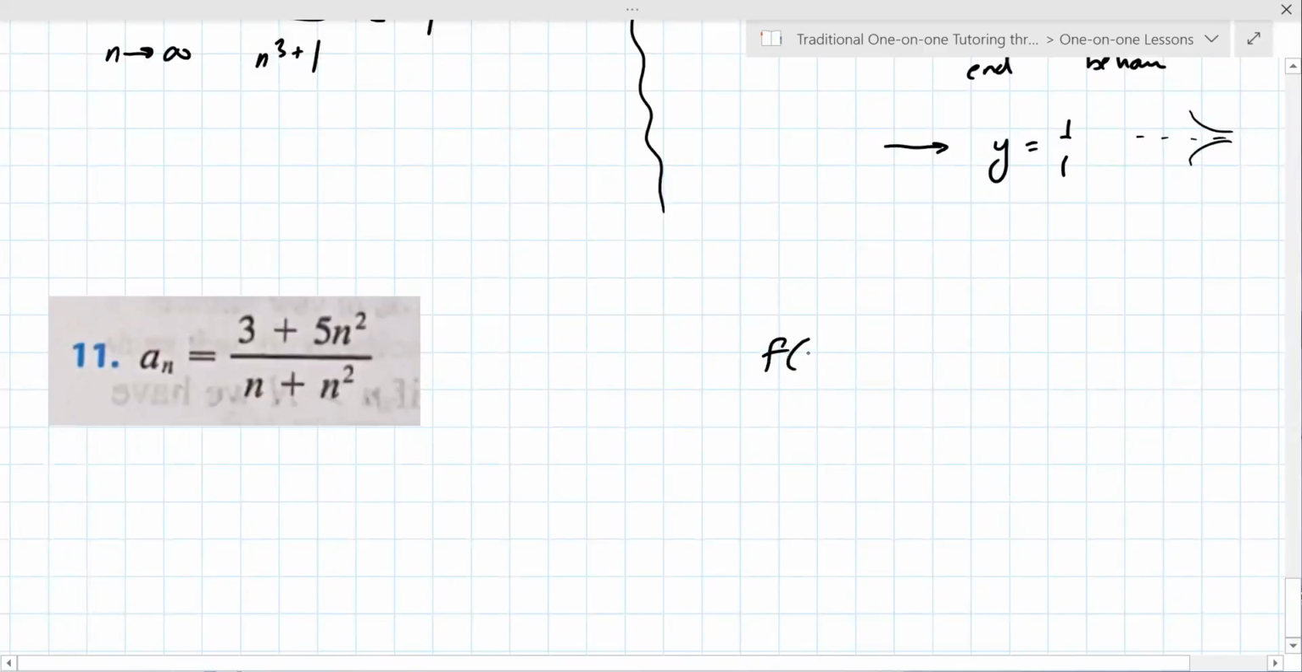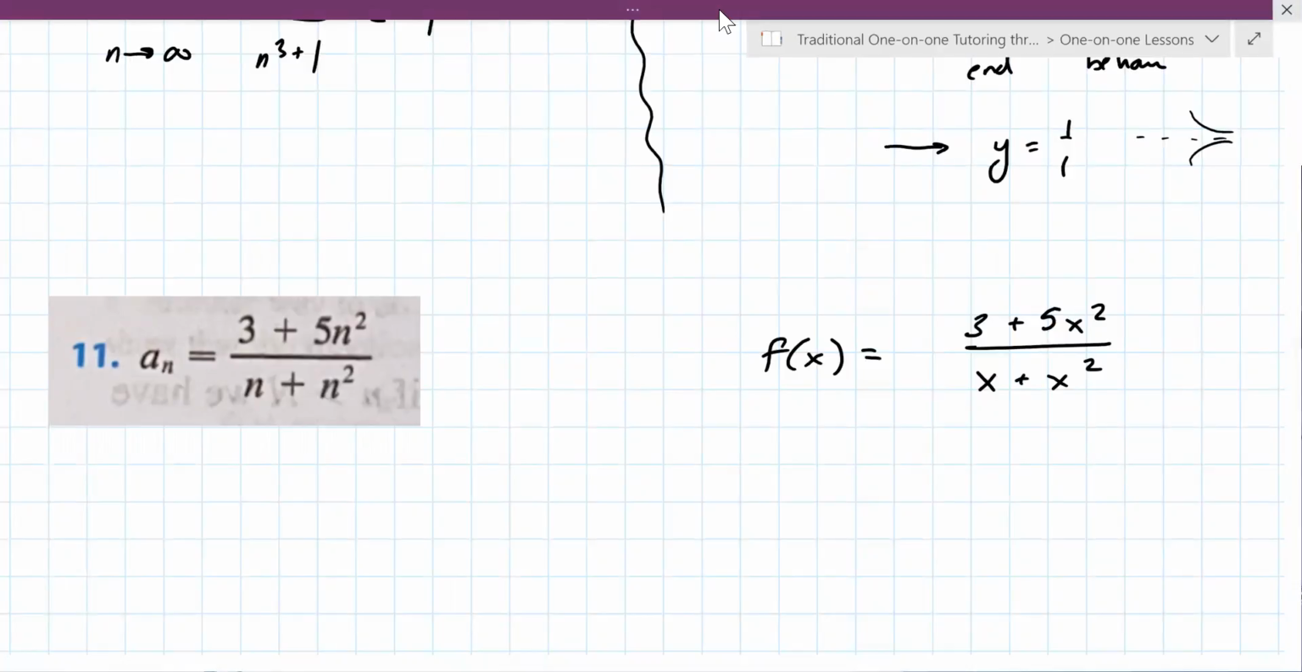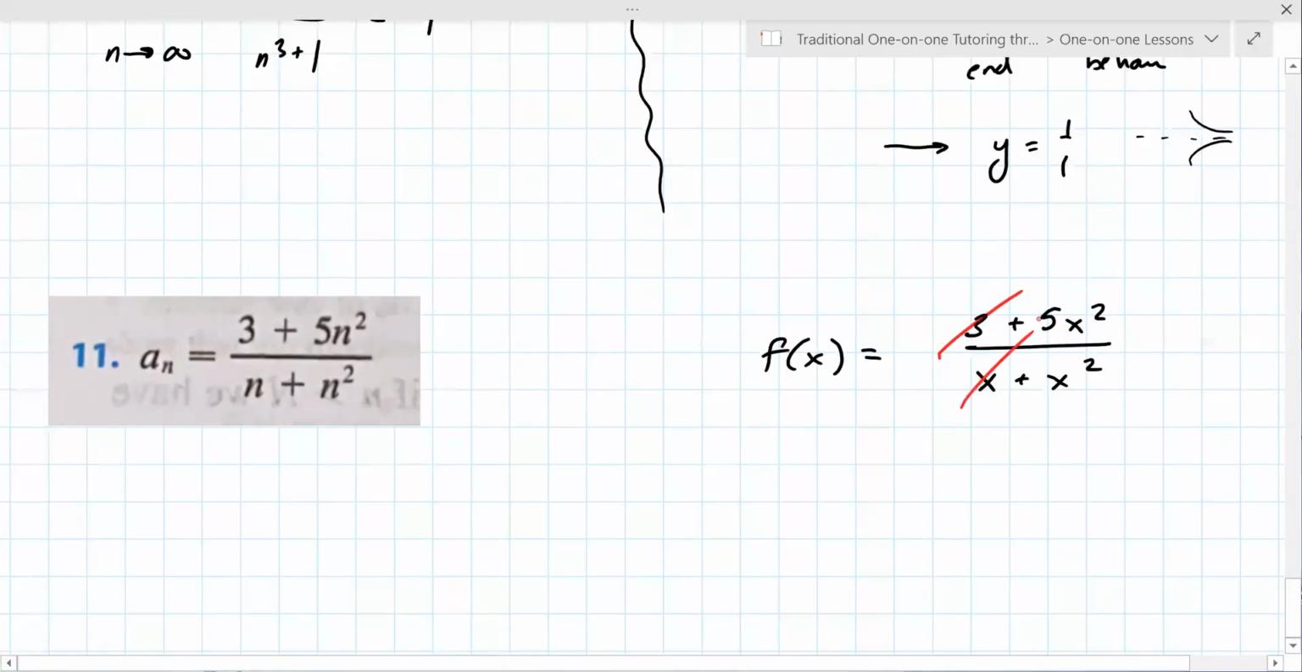Again, the analogous problem would be, what is the graph of (3 plus 5x squared) over (x plus x squared)? What does it look like? The answer is that the 3 on the top and the x don't contribute as much as the 5x squared and the x squared. As this thing grows, these are irrelevant. So it's approximately 5x squared over x squared. Those cancel, and the answer is that it approaches 5. This one has a horizontal asymptote at y equals 5.